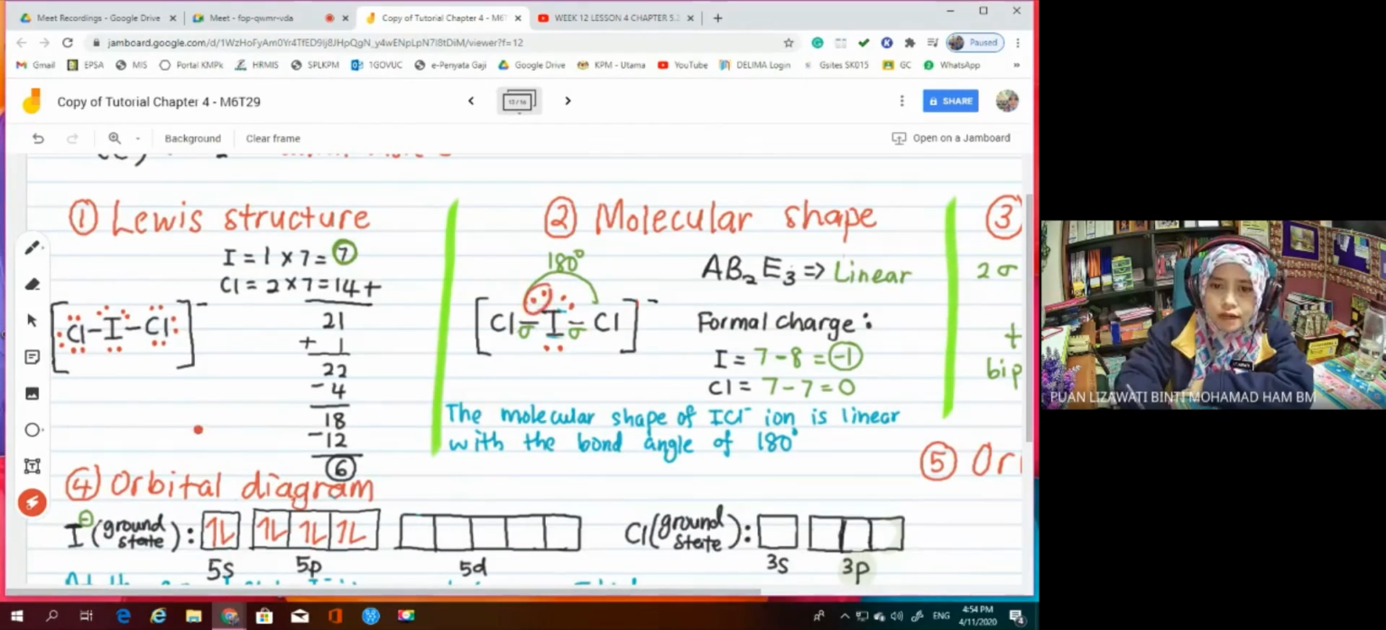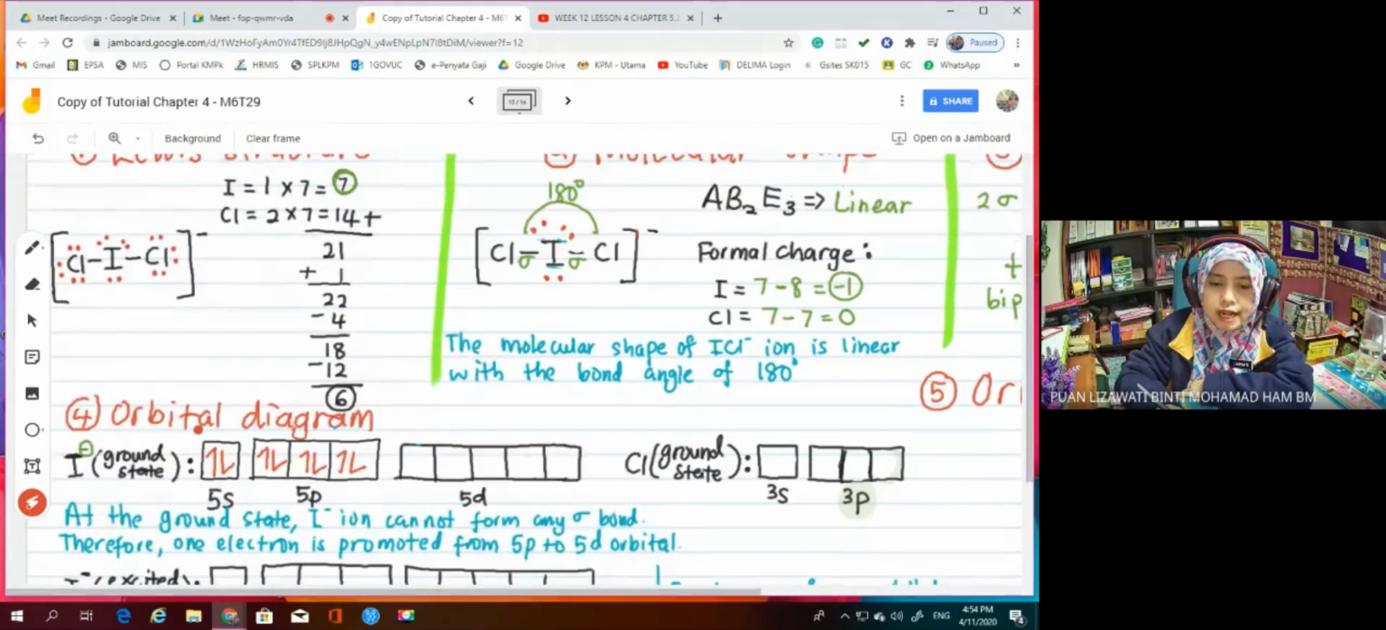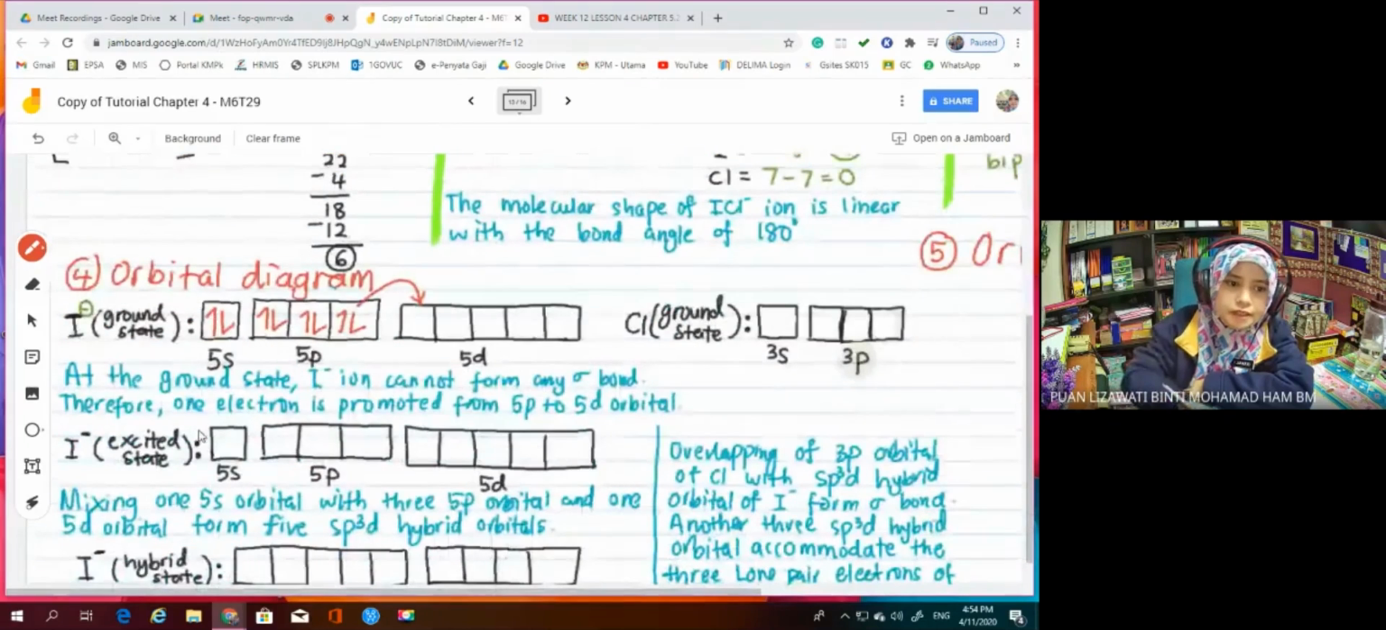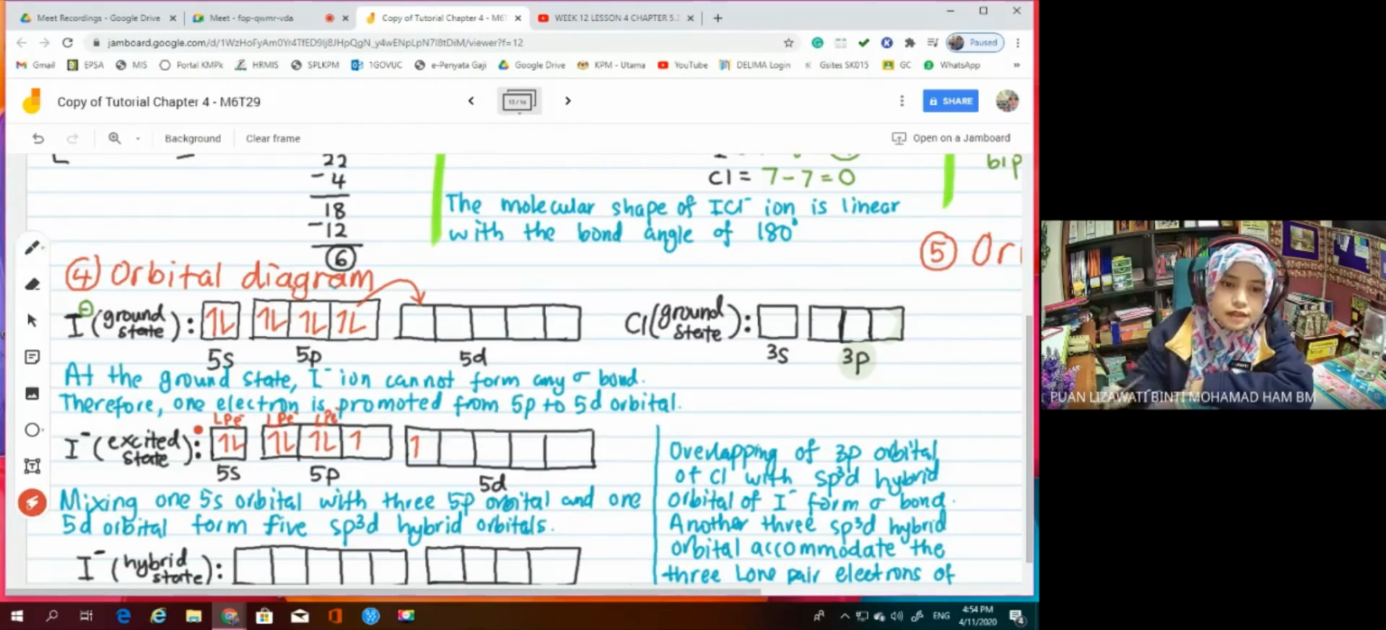And then we have 1, 2, 3 lone pairs here. So therefore, it needs 2 single unpaired electrons. Therefore, one of the electrons from 5p has to be promoted to 5d here, only one, in order to form 2 single unpaired electrons. So you can write it like this for the explanation. At the excited state, there are 3 paired electrons with 2 single electrons. The paired electrons represent the 3 lone pairs. However, the excited state is unstable.